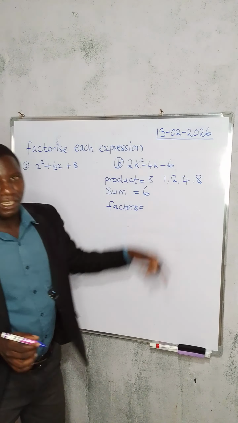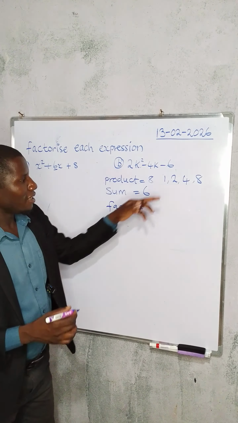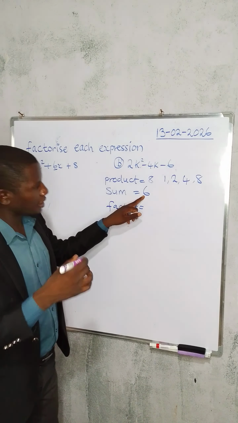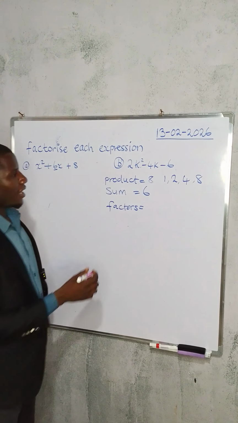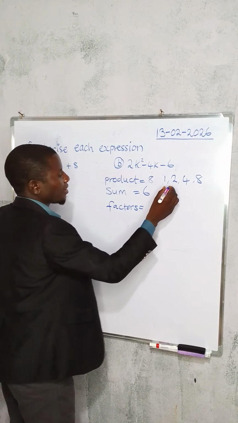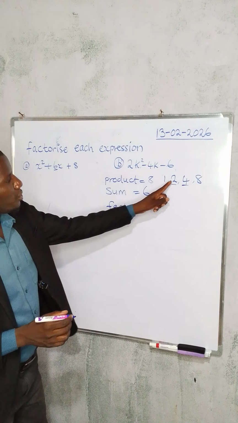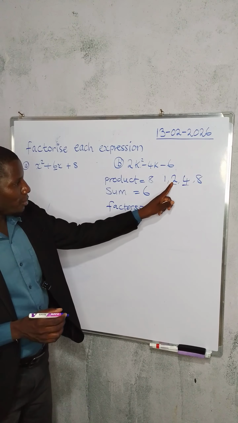From these factors, we are supposed to identify two numbers that when we add them, they should give us 6, and when we multiply them, they should give us a product of 8. So I think from these factors that we have there, it's 2 and 4. Okay, so 2 times 4 is 8.